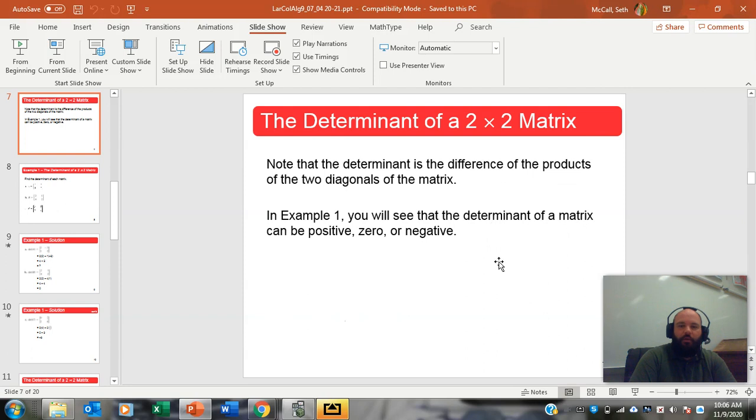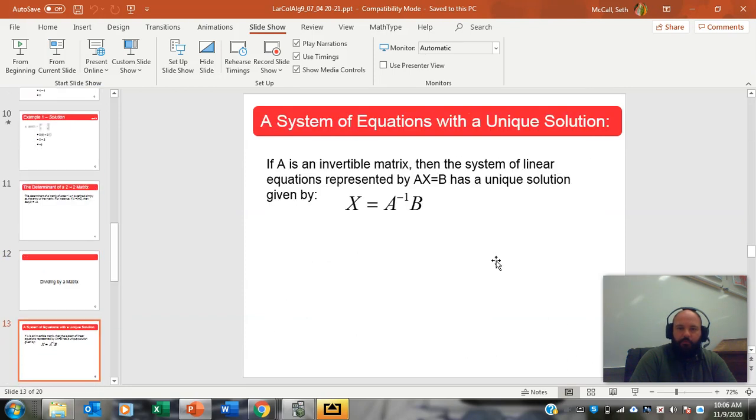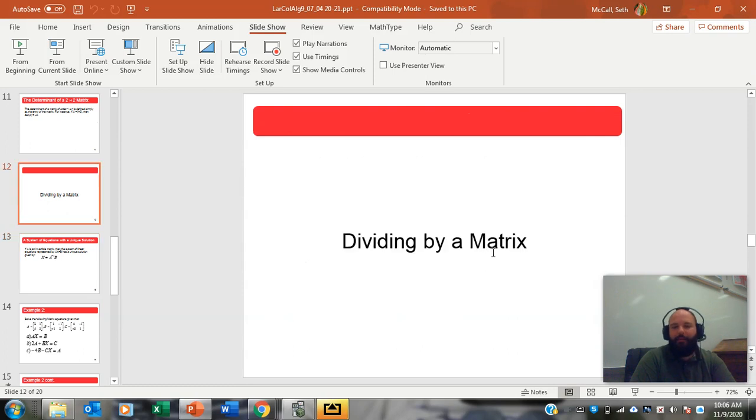All right, so we're going to fast forward. Okay, so dividing by a matrix.